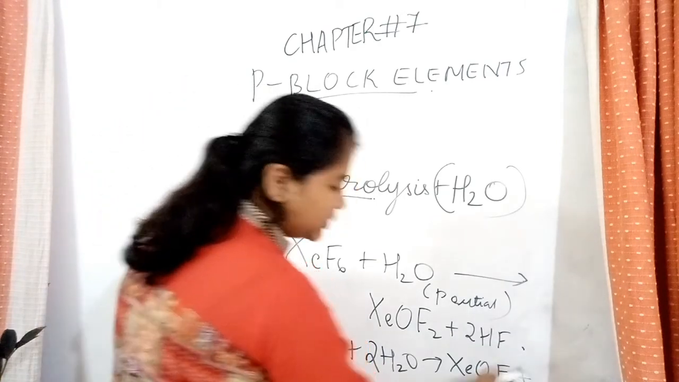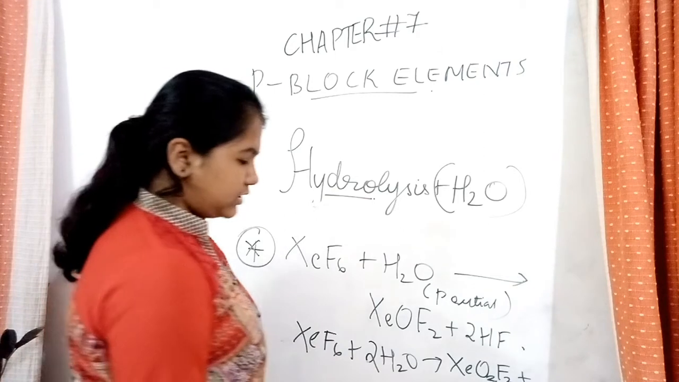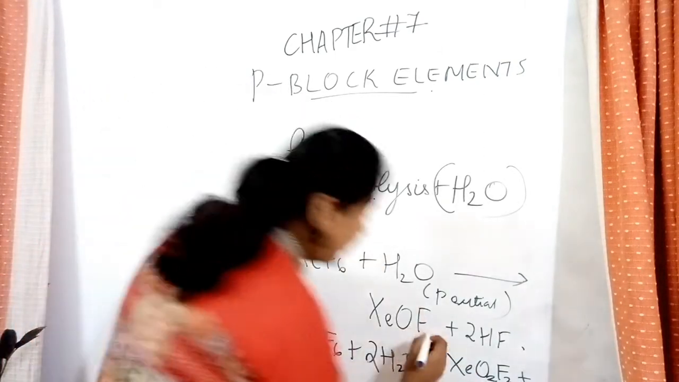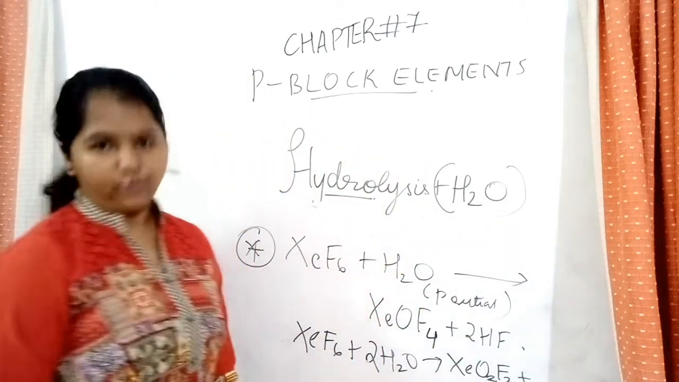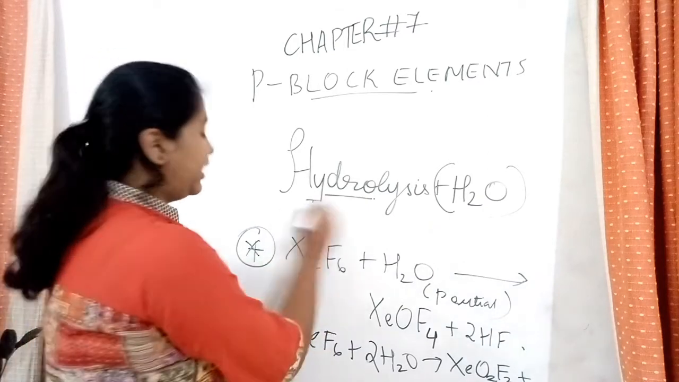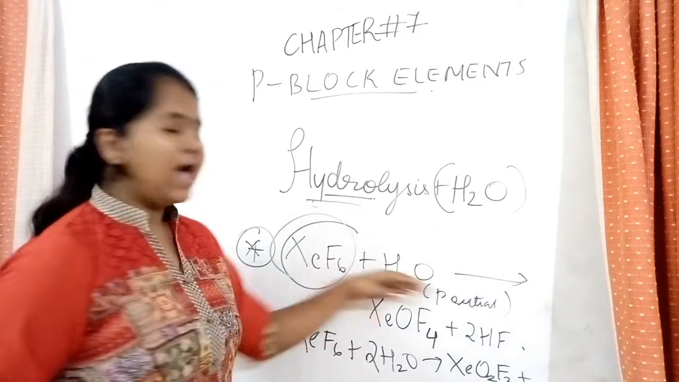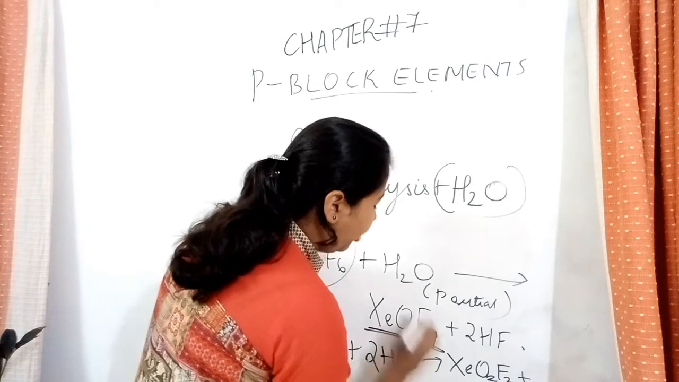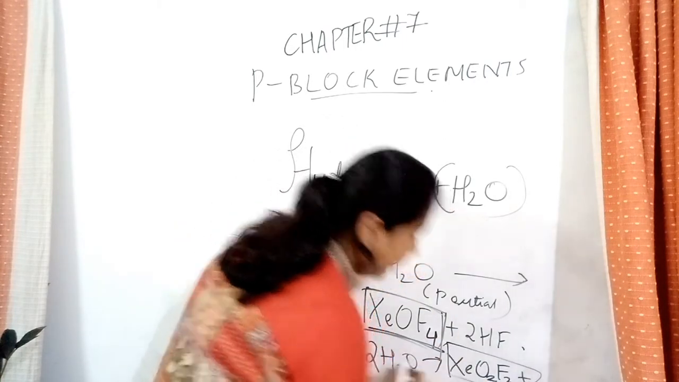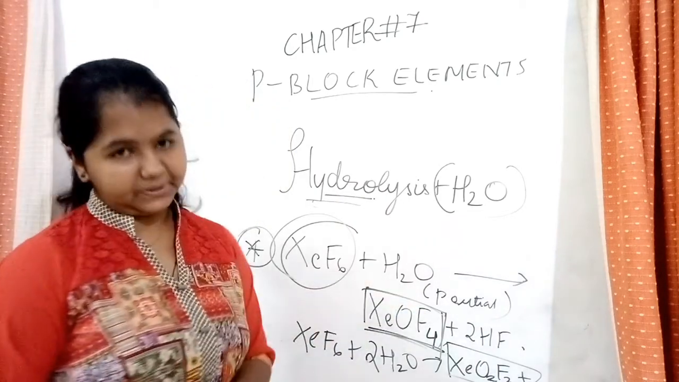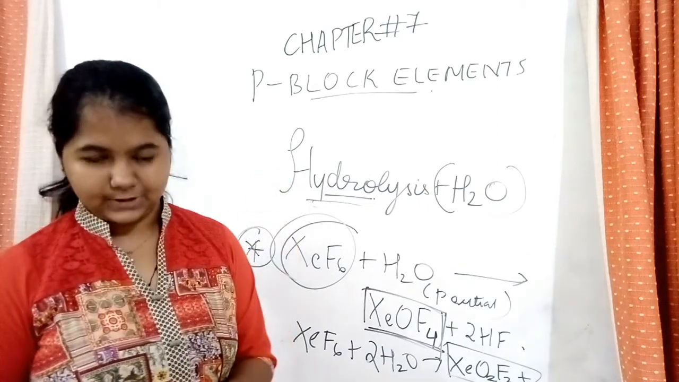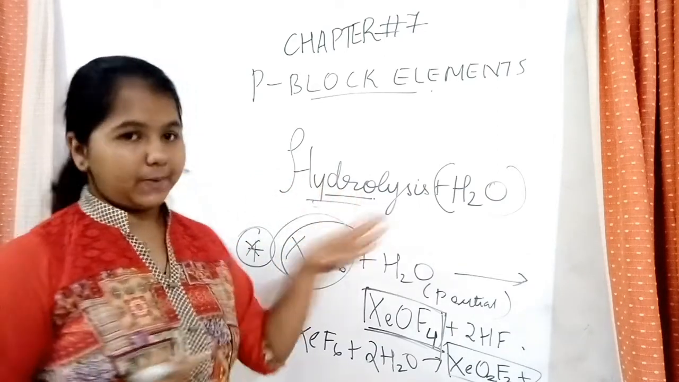So 4 plus 2 is 6. Didn't we find this out also? By the way, it is not F2 over here, it is OF4. So this is the equation for hydrolysis of XeF6, and the formation of both XeOF4 and XeO2F2 is also obtained. So these are the reactions that we have to learn for hydrolysis reactions. And next, this is all to talk about hydrolysis.